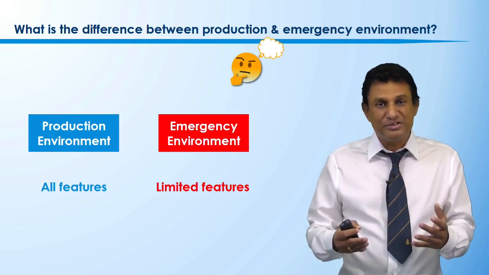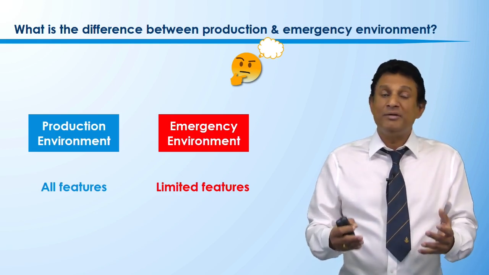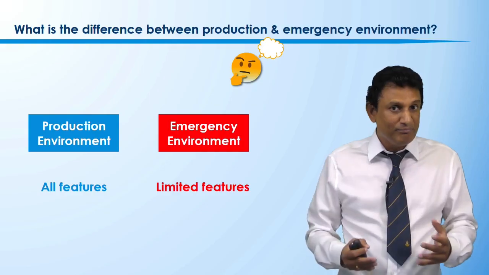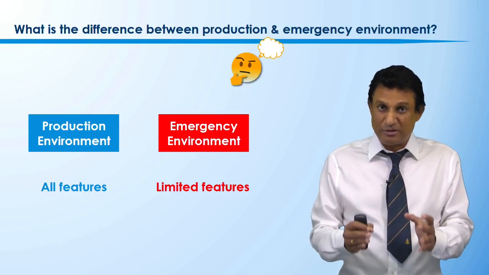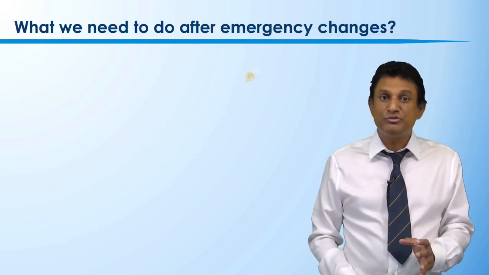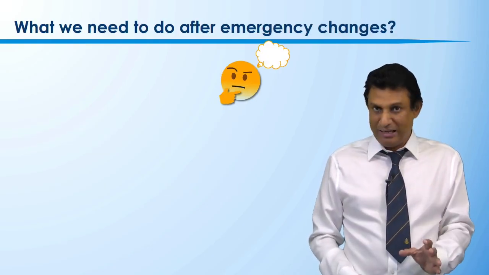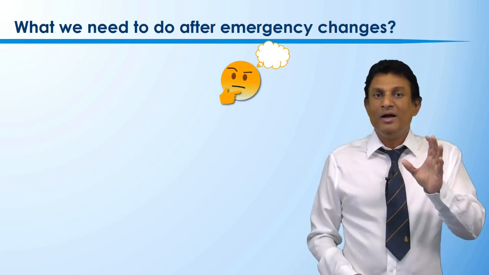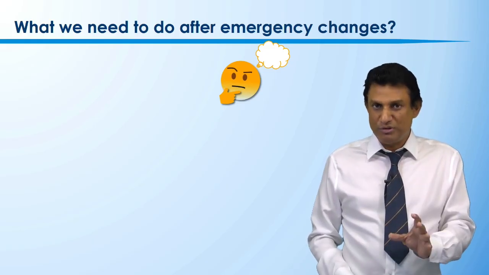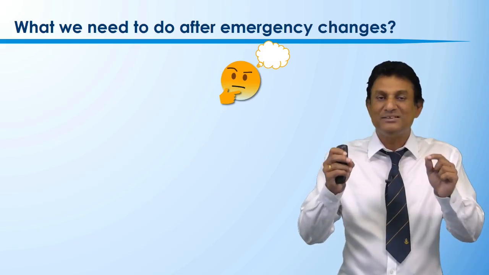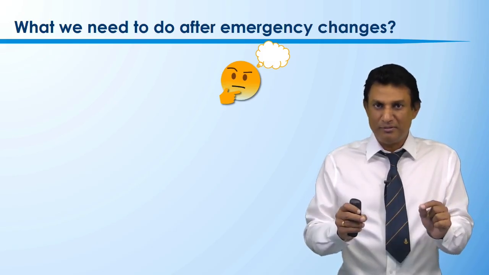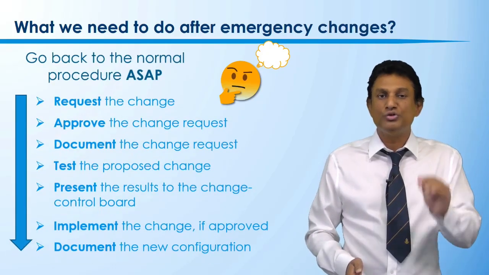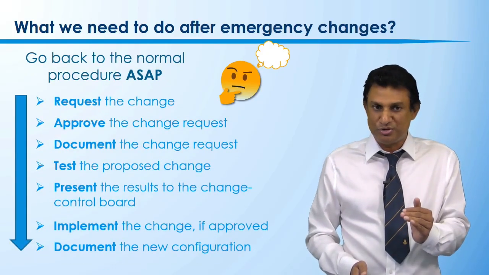Now the question is: can we run the emergency environment for a long time? That may not be the best idea, right? Because we just fixed it temporarily, but we have to do something else now. So tell me, after fixing in the emergency environment, what is the next thing we should do as soon as possible? Can you guys think about it? Yes, the next thing we should do is go back to the normal procedure as soon as possible.